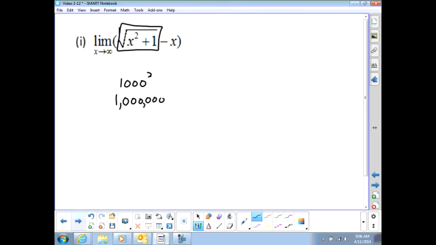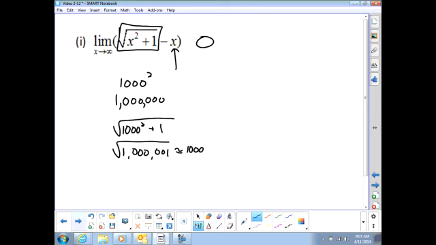We know the square root of 1,000 squared plus 1, that would be the square root of 1,000,001. Well, 1,000,001, when you take the square root, is just about 1,000. Okay, it'll just be slightly bigger. And then you're going to subtract that 1,000 off here, so that's going to be really, really small numbers. And as your x's get huge, the difference between those is going to be insignificant. So really, this is going to get closer and closer to 0.